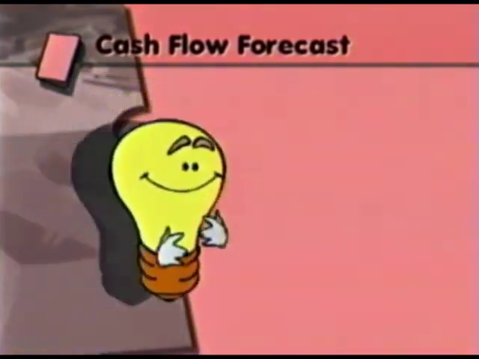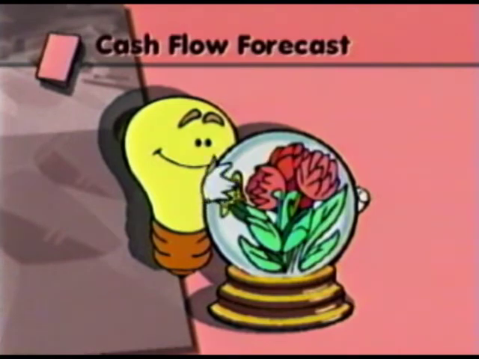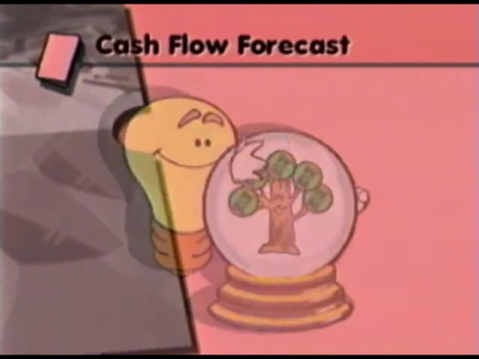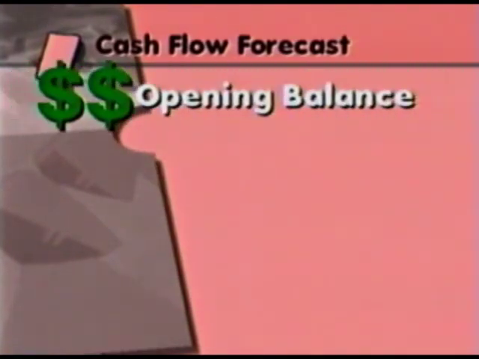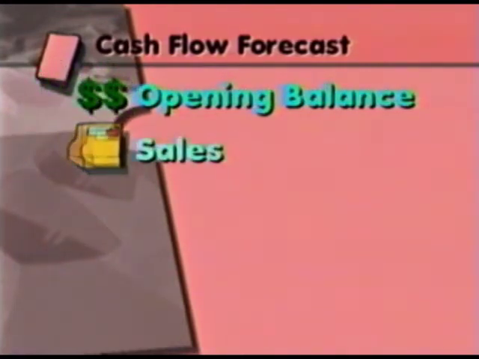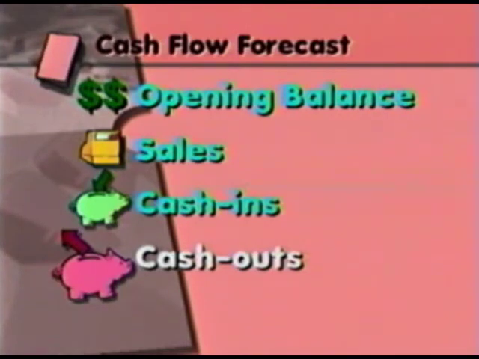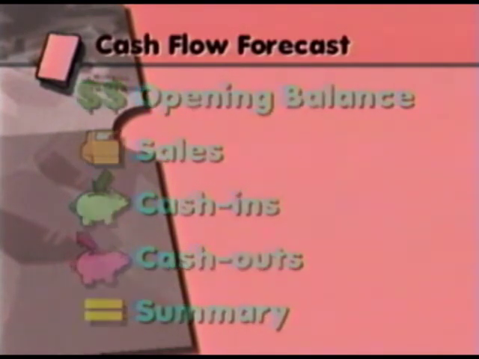Remember, the objective of forecasting is not to create an absolutely perfect picture of the future, but to provide a prediction that's realistic enough to help you in your planning. There are 5 steps to building a cash flow forecast: opening balance, sales, cash-ins or receipts, cash-outs or disbursements, and summary. Let's review them one by one.